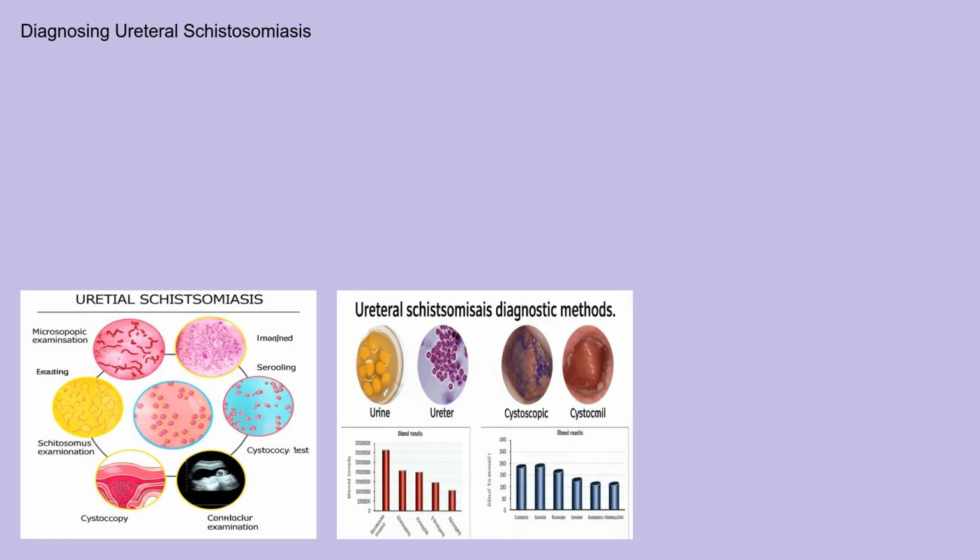Diagnosis of ureteral schistosomiasis typically involves a combination of methods. Microscopic examination of urine samples to detect Schistosoma haematobium eggs is a primary diagnostic tool. However, egg excretion can be intermittent, so multiple samples may be necessary. Imaging techniques, such as ultrasound, intravenous pyelography, IVP, and CT scans, are crucial for assessing the extent of ureteral damage, including thickening, dilation, and hydronephrosis. Cystoscopy, a procedure involving the insertion of a thin, flexible tube with a camera into the bladder, can provide direct visualization of the bladder and ureteral orifices, allowing for biopsy of suspicious lesions. Serological tests that detect antibodies against Schistosoma can also be helpful, particularly in early or light infections.